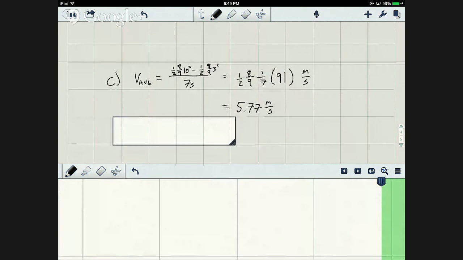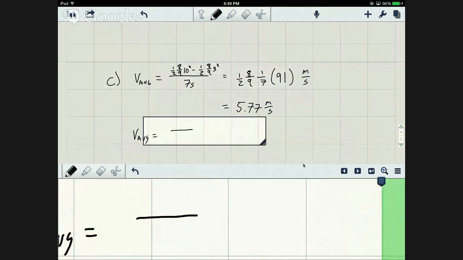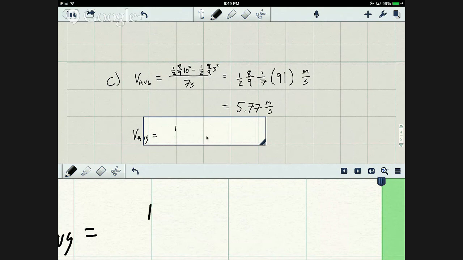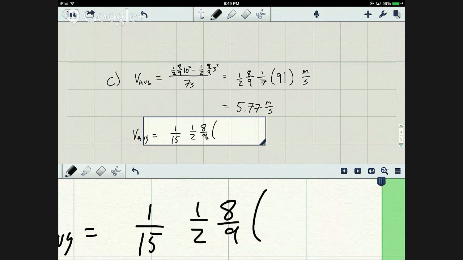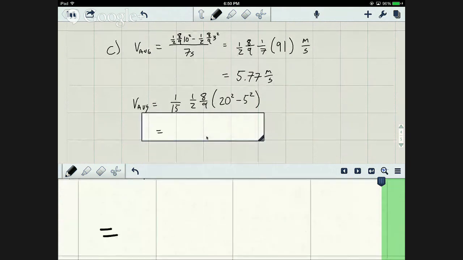Okay. Now I also want the V average between 5 and 20. So we're just doing the same things, plugging in 5 and 20 instead of 10 and 3, and then the change in time is going to be 20 minus 5, which is 15 seconds. So let's just write 1 over 15 seconds here. Then we'll get 1/2 times 8/9 in both terms, so 1/2 A in both terms, and then 20 squared minus 5 squared. Okay. So what do we get?